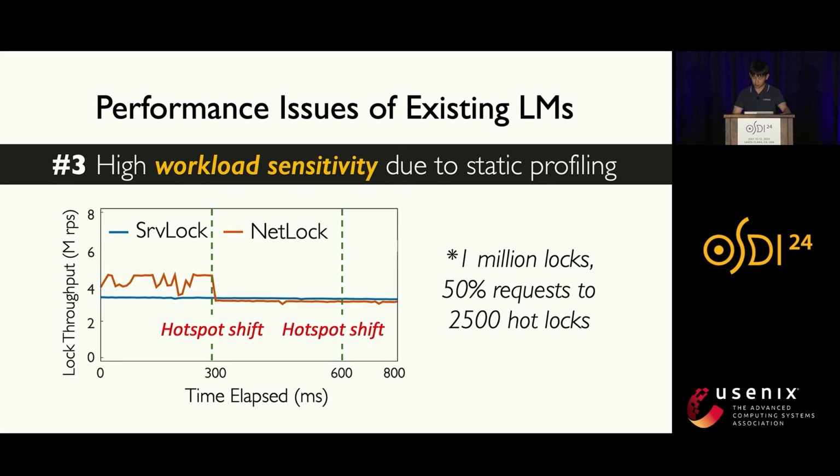Moreover, the fast-path solution is highly workload sensitive because it requires static profiling to determine which part of logs should be managed on the switch. If the hotspot or workload dynamically changes, even if netlog can accelerate log granting at the beginning, it will quickly fall back to server log after the hotspot changes.